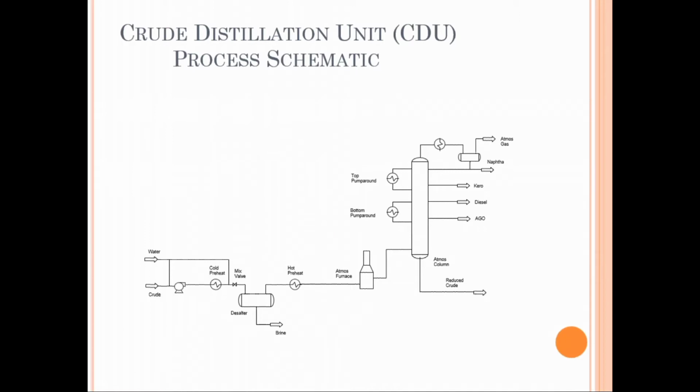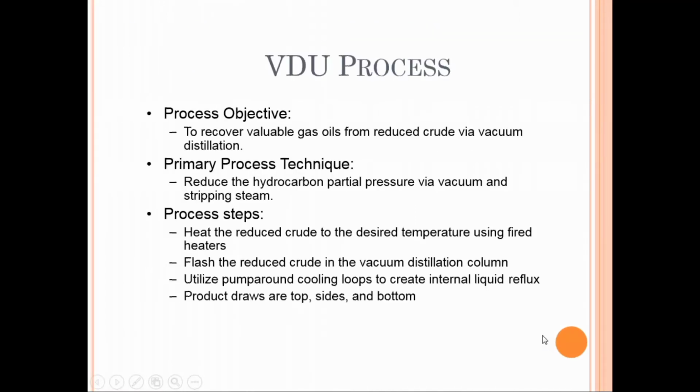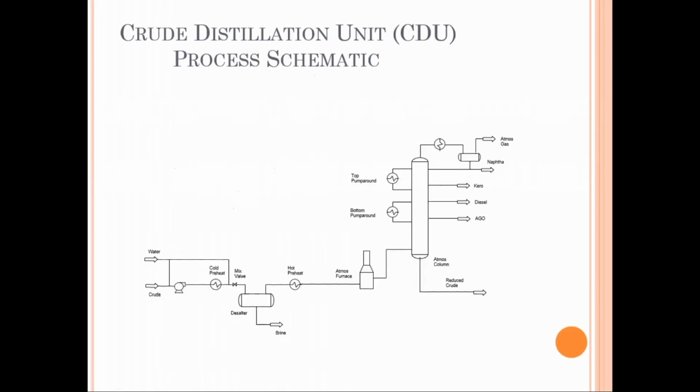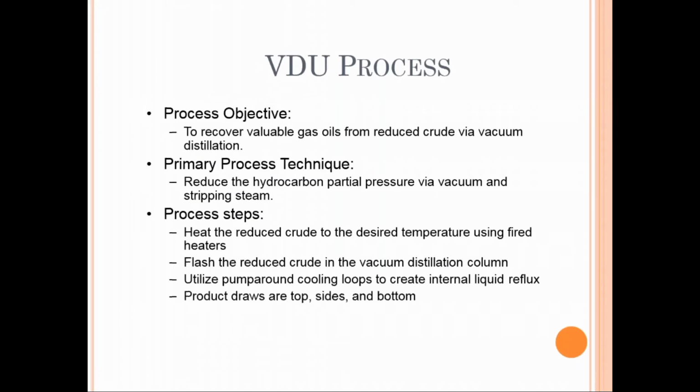So the reduced crude is the next thing that will be taken into the vacuum distillation column. From this reduced crude here, we want to collect as much as possible of the valuable gas oils, the valuable gases, oils, products or fractions that are in that reduced crude. And the process of doing that is known as vacuum distillation.